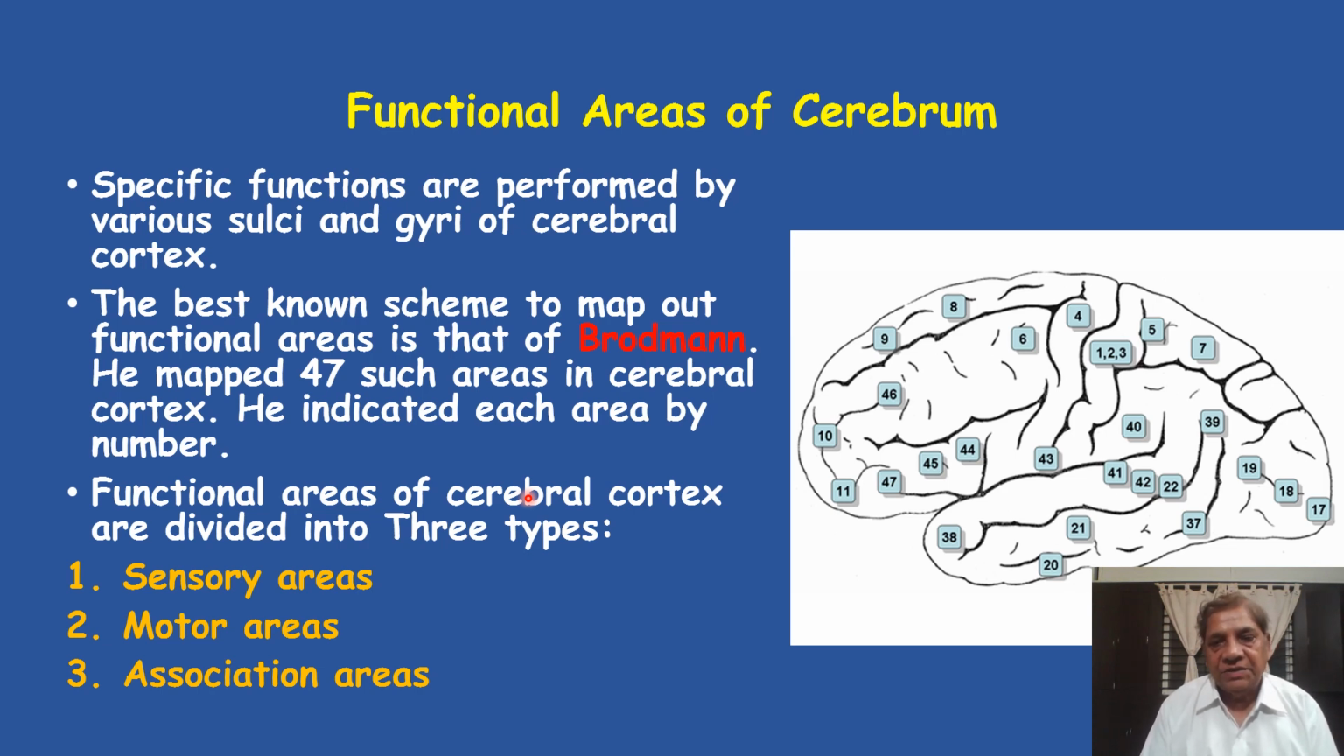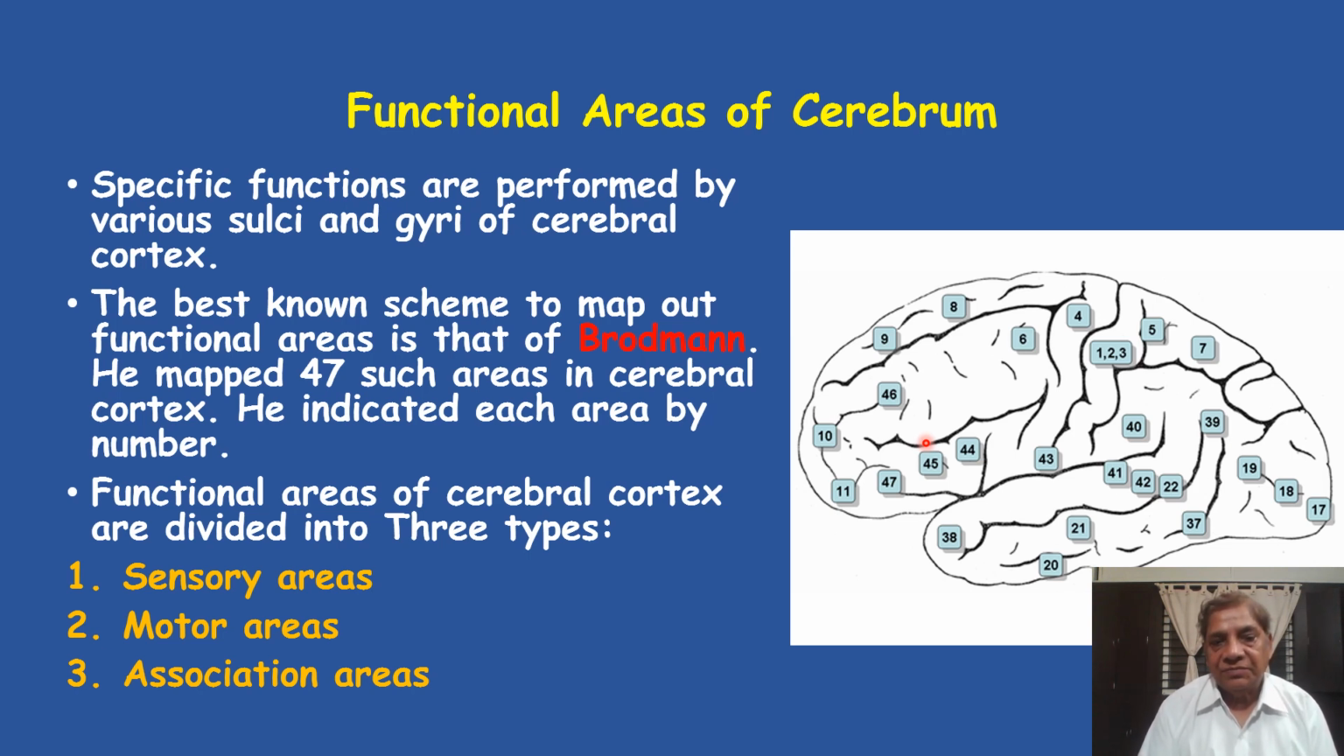Brodmann was the scientist who found these functional areas in the various sulci and gyri of the cerebral hemisphere, and instead of naming them, he just gave numbers to these various functional areas. These areas are numbered up to 47. So he mapped the cerebral cortex in 47 areas in each cerebral hemisphere, right as well as left.